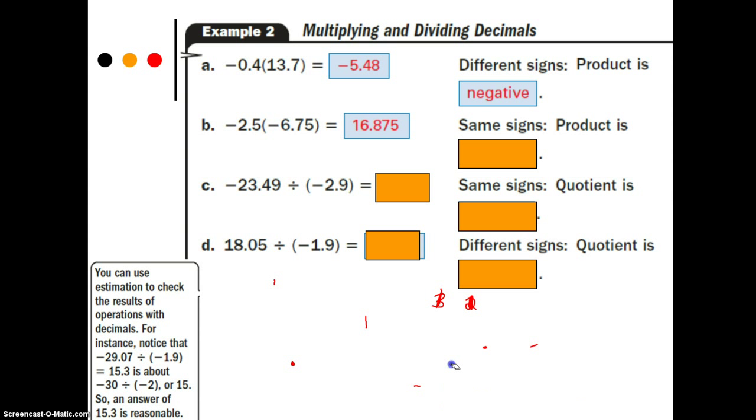Okay, part C. If you need to get another piece of paper because you ran out of room, please do so. Part C, this is going to be my dividend. The first number is my dividend. I'm actually going to ignore the signs right now. You can ignore the signs because you should already know if the answer is positive or negative. Two negatives, the answer is going to be a positive. So 23 and 49/100 divided by 2 and 9/10.